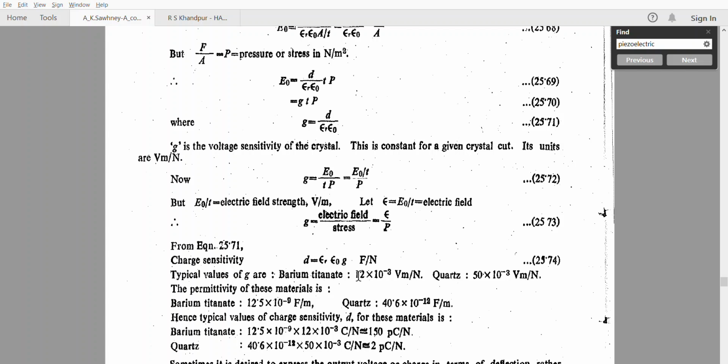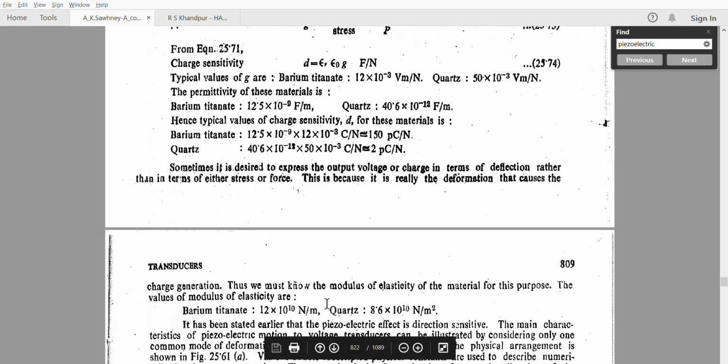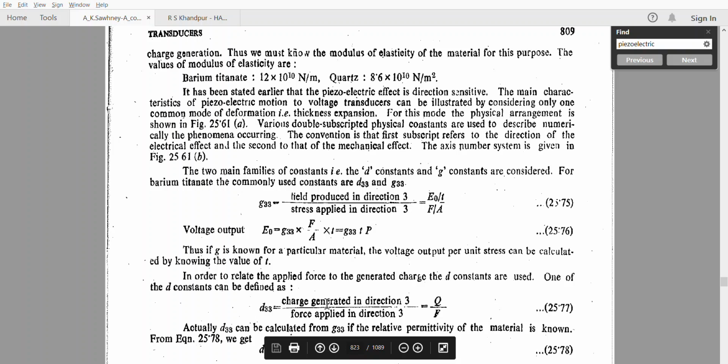So charge sensitivity and G are related in terms of the constant permittivity, and these are some values of the permittivity that you need to remember for solving problems during examinations. Usually the problems in this area come as 33, 23, like the subscripts. What do they mean? Direction in a specific axis. The third direction is the z axis, then the field produced in direction 3 and stress applied in that direction is given by E0 by T by F by A. Then you reorganize, and you will get G33 by TP.